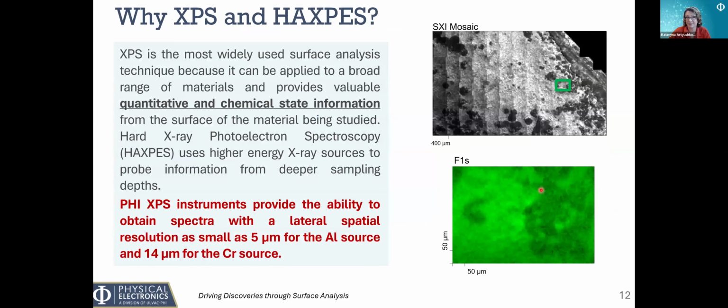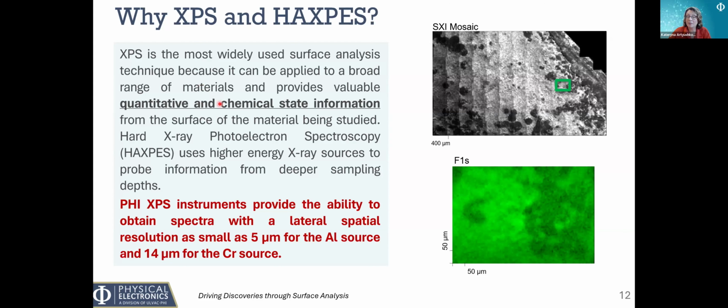So why XPS and HAXPES? XPS is the most widely used surface analytical technique because it can be applied to the broadest range of materials. Everything that is vacuum compatible can be analyzed in an XPS instrument, and it provides valuable quantitative and chemical state information. That's why XPS became a routine technique in any materials paper that you can find right now. XPS is always present. With HAXPES, with a high energy source, we can also probe deeper into the sampling depths.